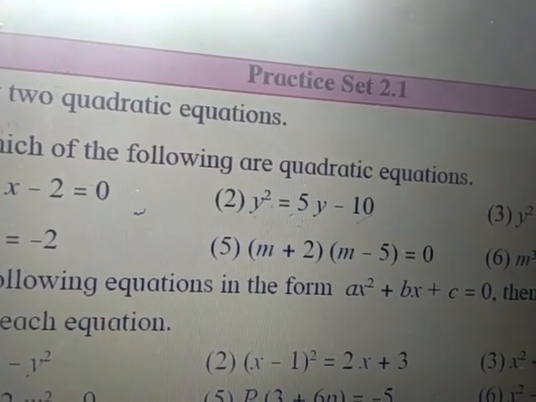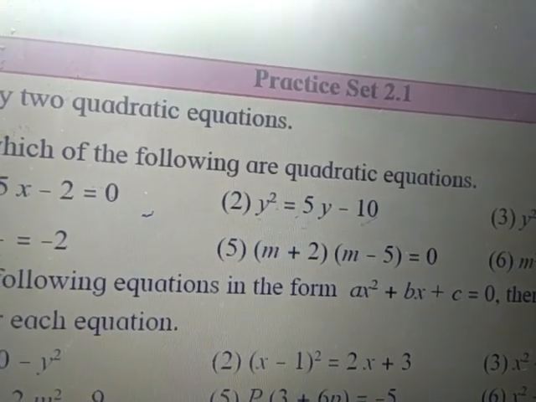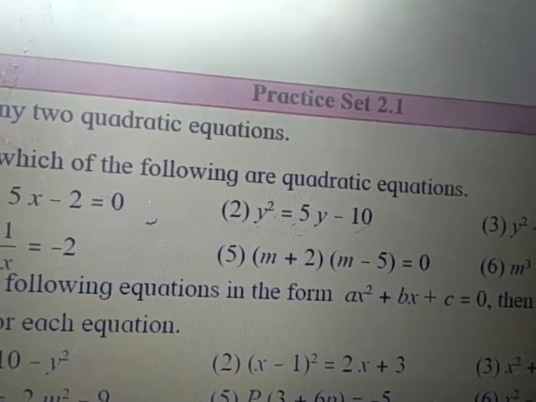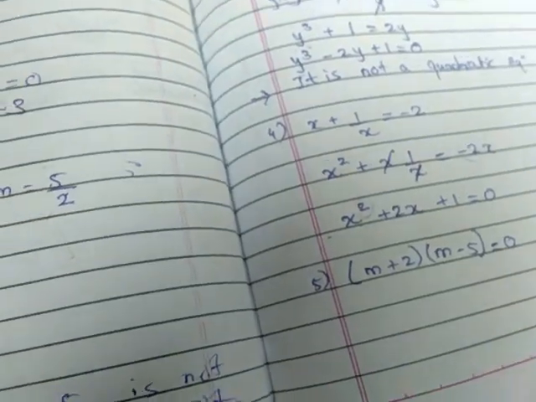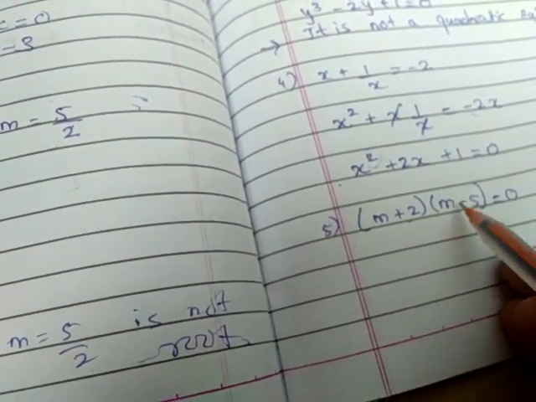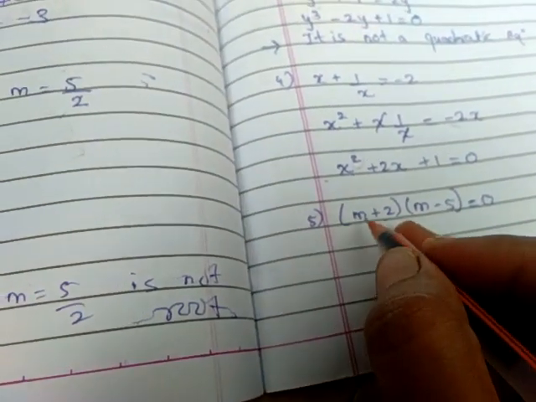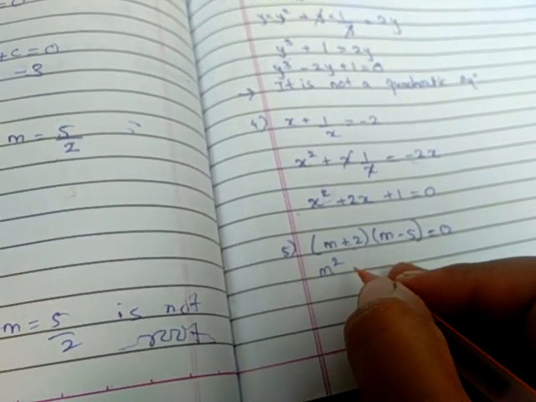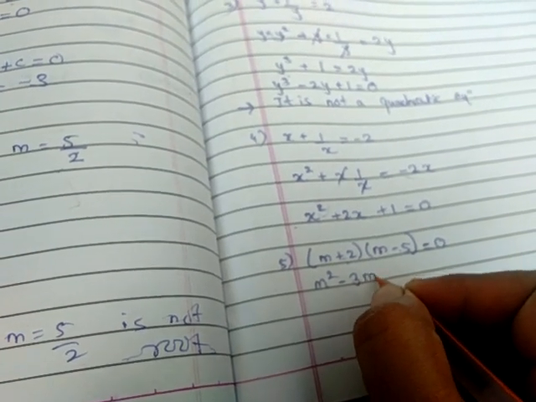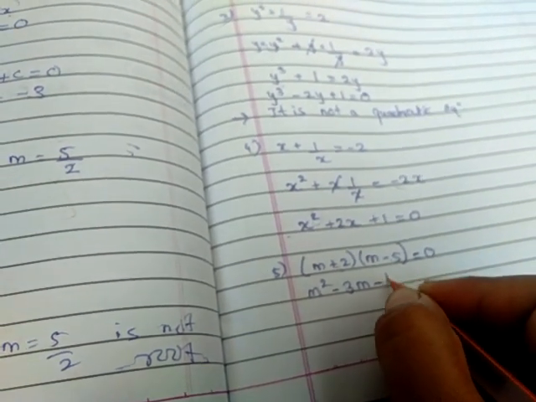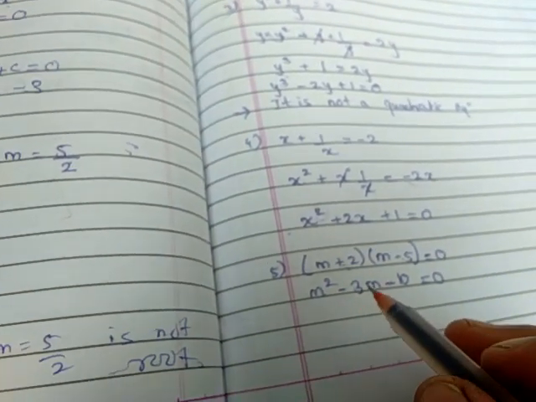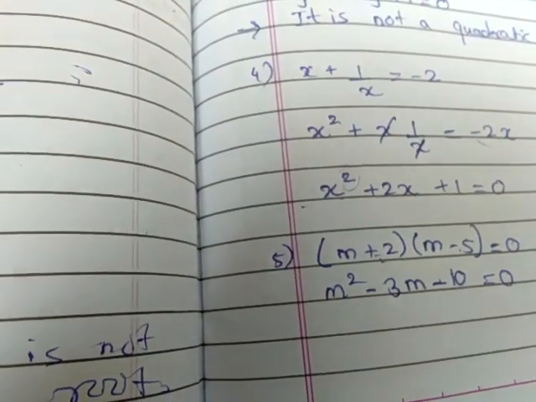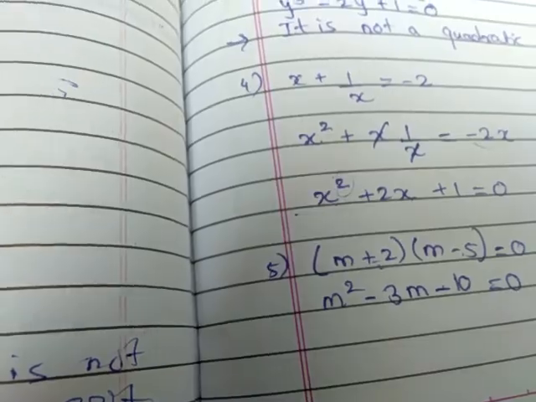Now see the fifth one. Fifth question is m plus 2 bracket m minus 5 is equal to 0. Now we have to multiply these two brackets and check whether it is a quadratic or not. We know how to multiply these brackets. In the previous class we have done this. m into m is m square, minus 5 plus 2, that means minus 3m, 5 twos are 10, plus minus minus 10 is equal to 0. Now this is the standard form of the quadratic equation having one variable, highest degree is 2. That's why we can say it is a quadratic equation.